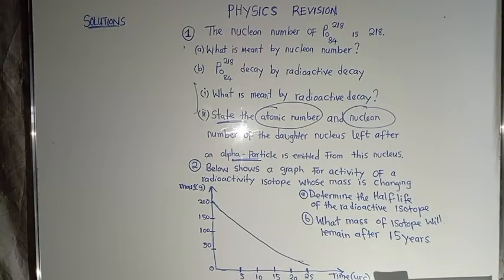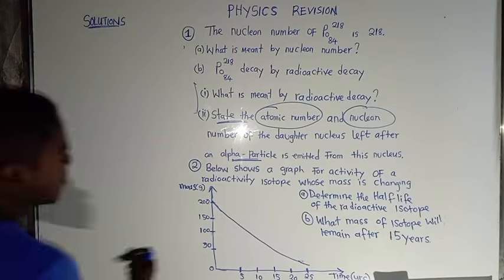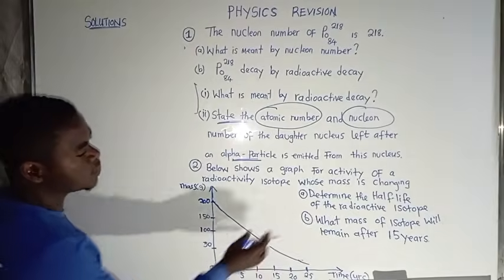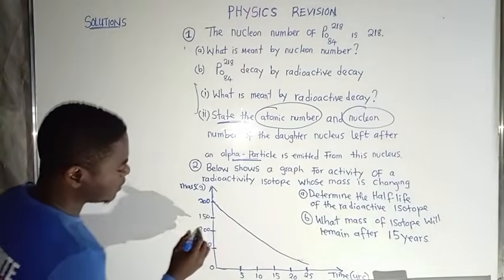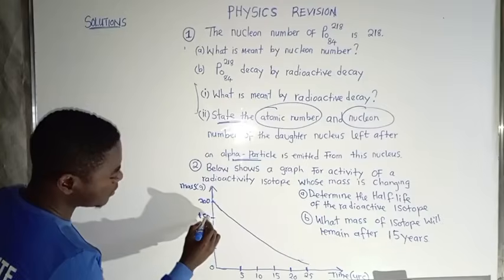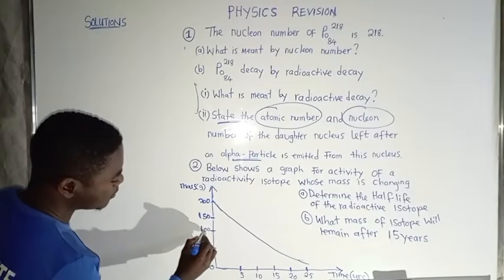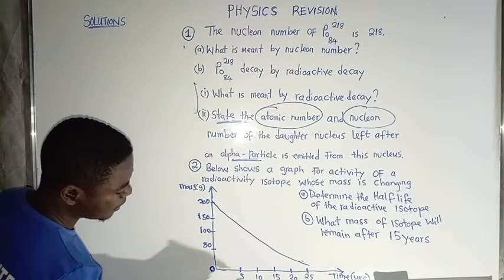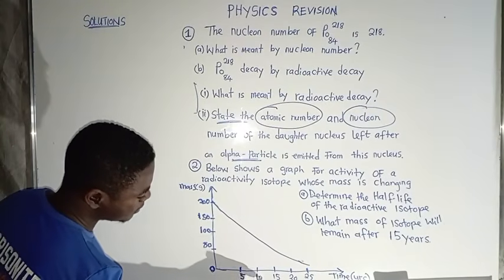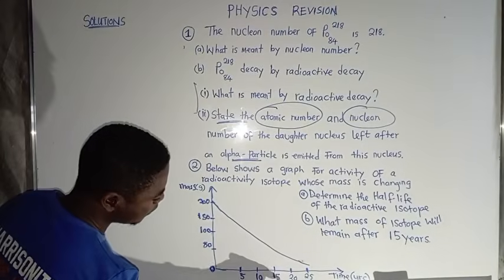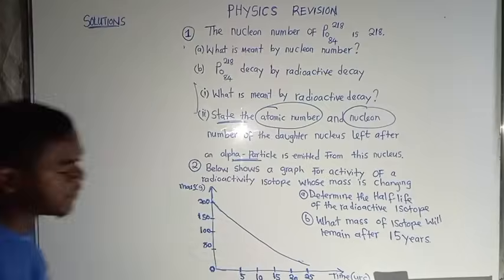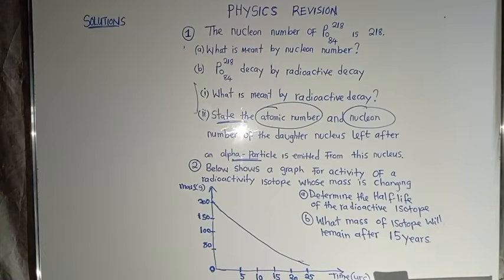We can't see the number. You might not be able to see the numbers. I've said that the concept here is to just understand. This is 200 here. I'm not telling you to determine the half-life on this. I want the definition. This is 150, this is 100, this is 50, this is 0 there, this is 5, this is 10, this is 15, this is 20, this is 25. This is what is there. But I just want a definition.